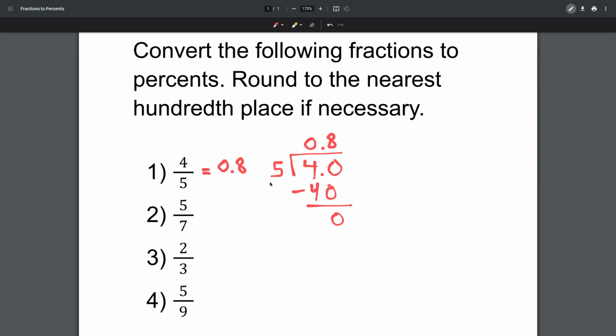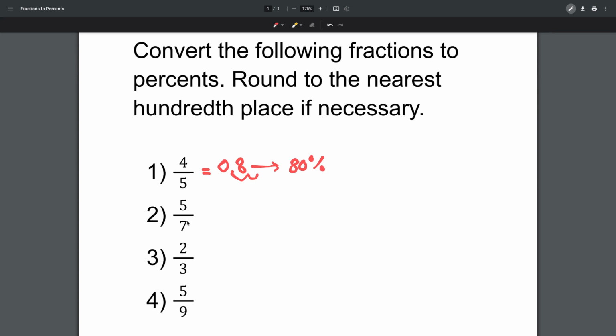Okay, to get the decimal to a percent, what we're going to do is we are going to move the decimal point 2 places to the right. So as a percent, if we move this 2 places right and add a 0 here, we're going to have 80%.